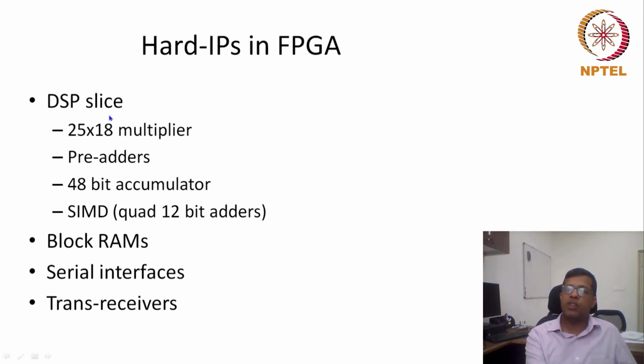These fixed IPs, if they're programmed or basically configured using CLBs, then the performance would be below par. The area required, so the number of CLBs required, would be huge. They would be slower in nature. To make things faster, there would be some fixed IPs or hard IPs which would be instantiated.